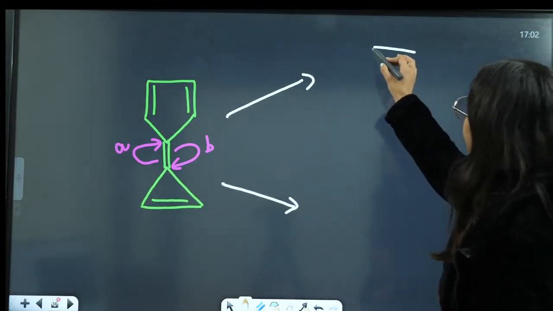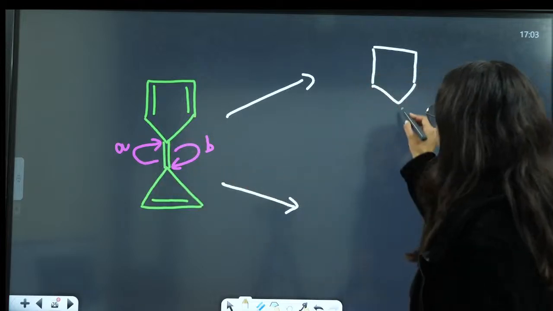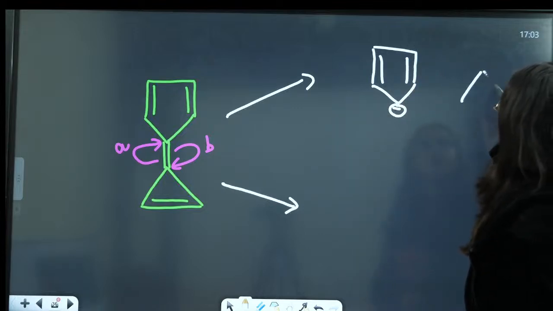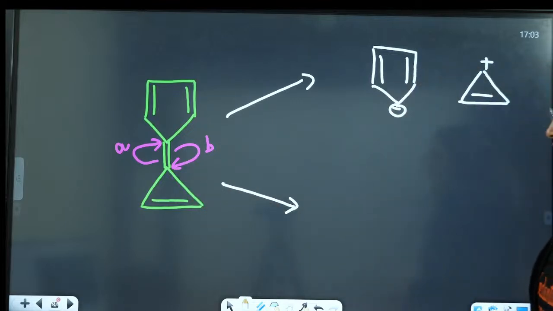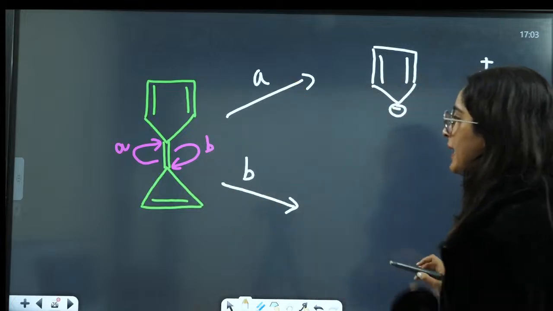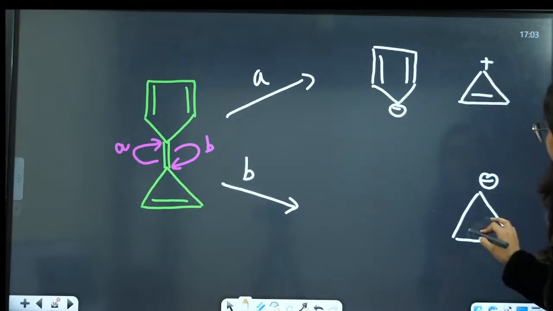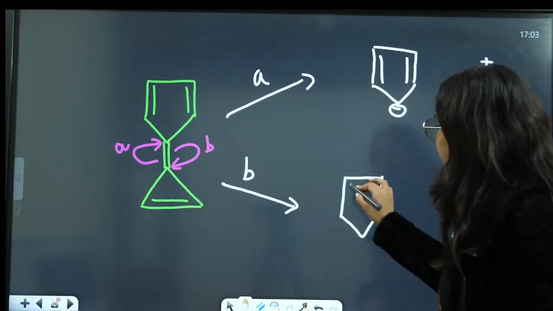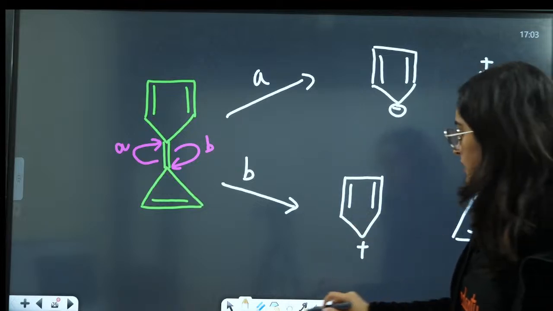In the A case, the electrons are moving towards this ring. So there will be one negative here and two pi bonds here, and this carbon will be electron deficient, so I put a positive here. And in the B case, the electrons are moving towards the smaller ring, so there will be a negative here, and the electrons are moving away from the larger ring, so there will be a positive. This will be electron deficient. Right? So it will be like this.